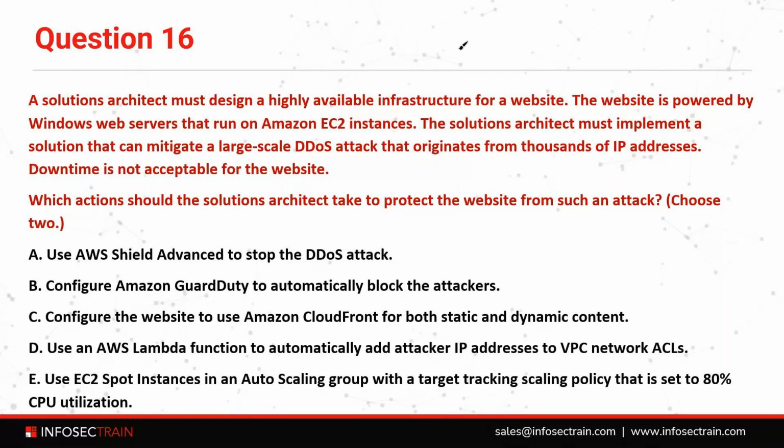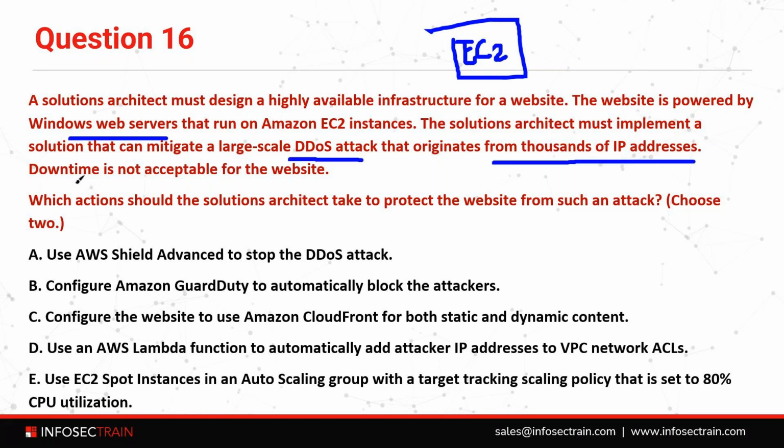So you have an EC2 instance that is having a Windows server inside it, right? The solution architect must implement a solution that can mitigate a large level of DoS attack that originates from thousands of IPs, and downtime is not acceptable. So this is an EC2 instance you have in place, which is having Windows as an operating system, and you want to protect it from any kind of DoS attack, or I would say a DDoS attack.